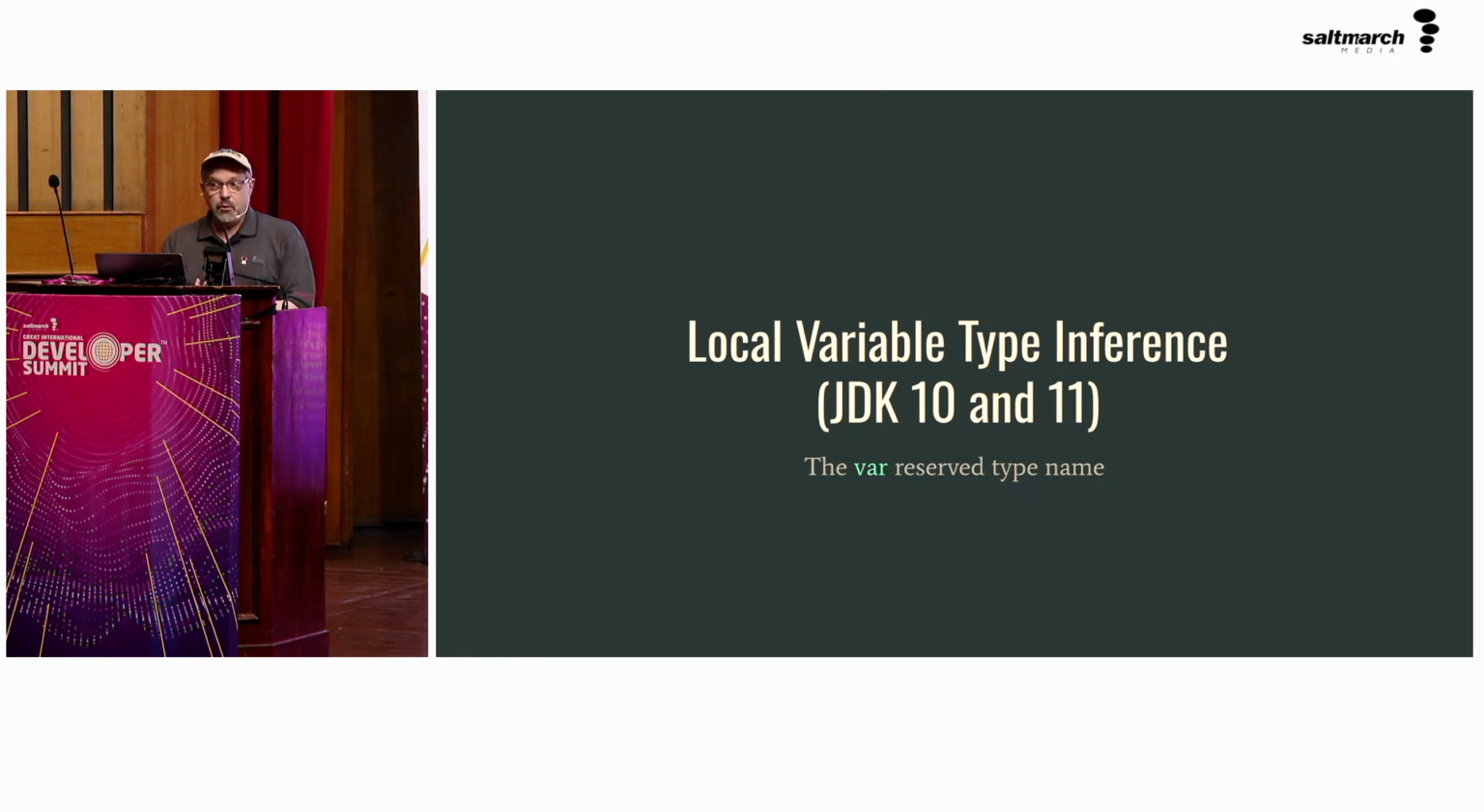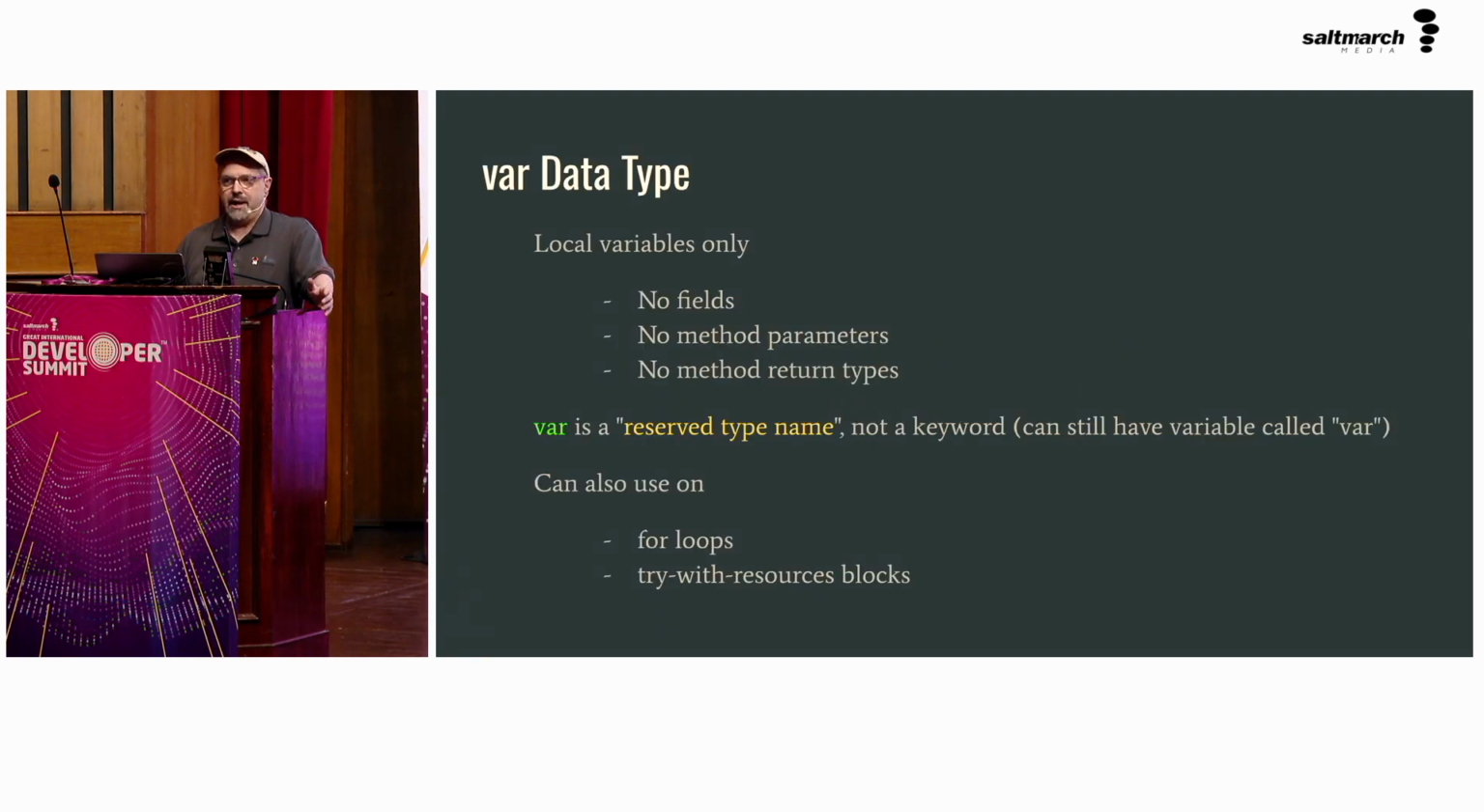Now, it's not a keyword because how many developers over the years have used var as an abbreviation for variable, right? And you're still allowed to do that. So it's a reserved type name, and it's got all these restrictions. You can't use it on an attribute, on a field. You can't declare a type of type var. You cannot use it as a method parameter in an argument of type var. You can't use it on a method return type. Again, all those things have to be known at compile time.